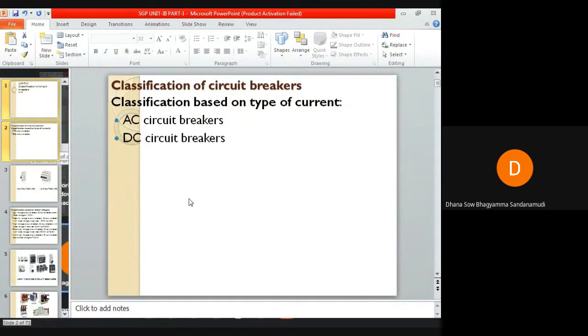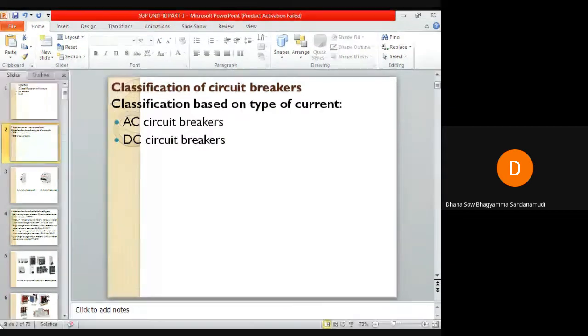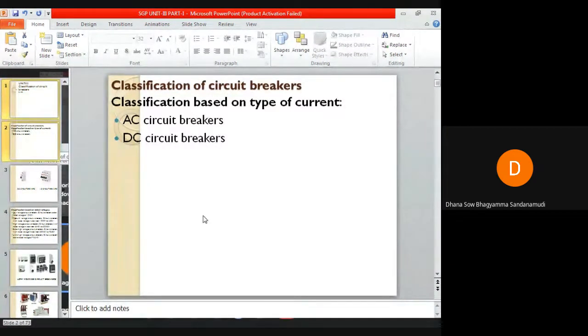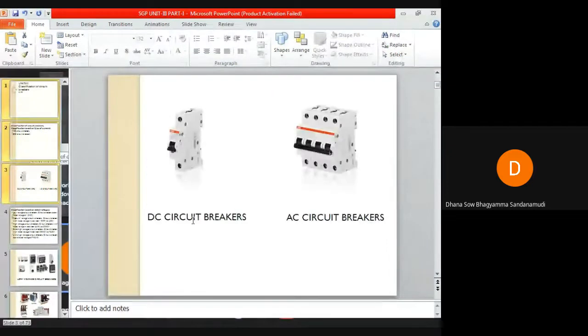Circuit breakers can be classified based on the type of current that is given to the circuit breaker. The current can be AC current or DC current. So depending on the type of current, a circuit breaker can be classified as a DC circuit breaker or an AC circuit breaker. We can see a DC circuit breaker image, and you can see an AC circuit breaker image.